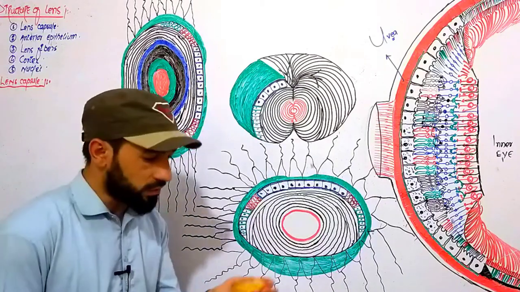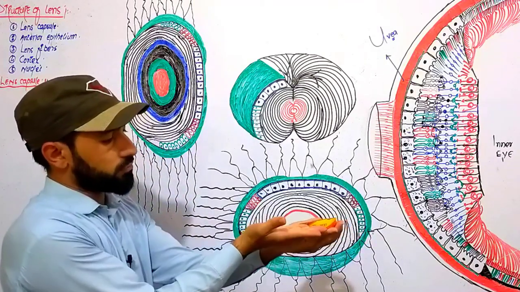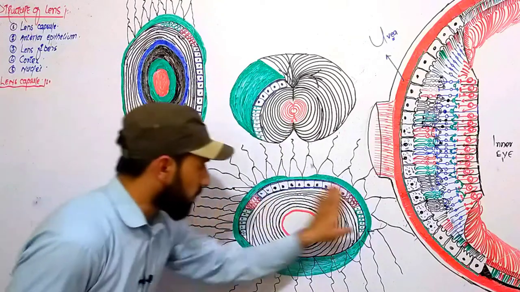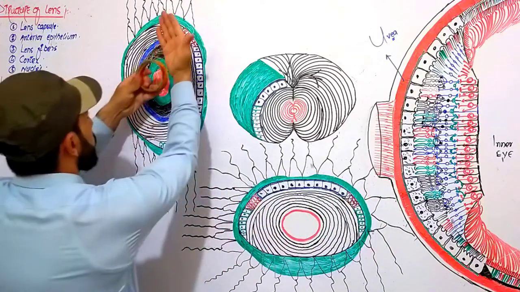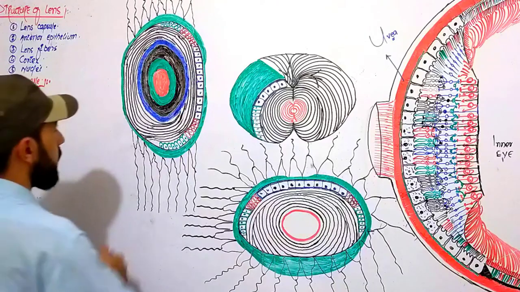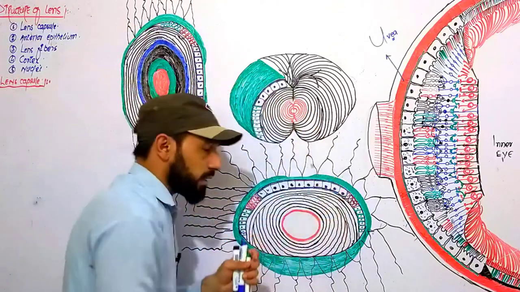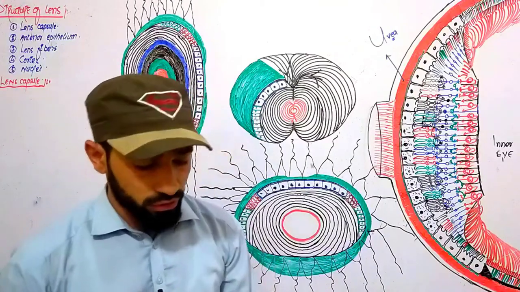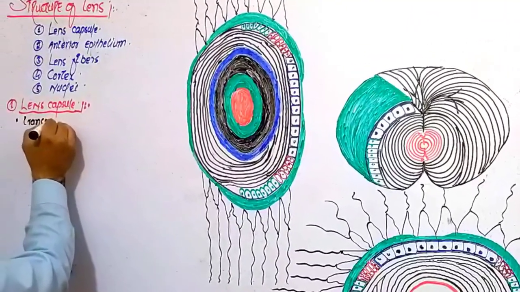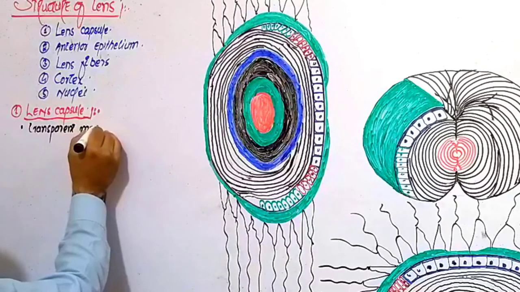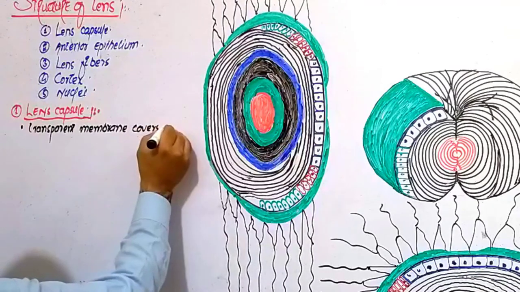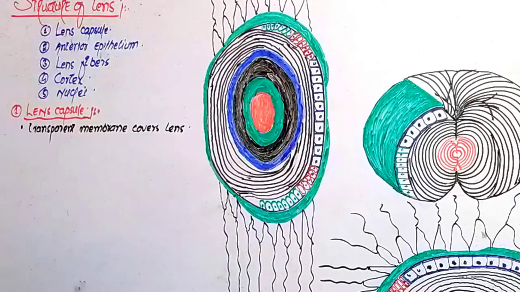Now here we have cut the lens. For example, if this is your lens, here we have taken the horizontal section, and here we have taken the coronal section of the lens, and we have shown all the parts of it. So let's go into detail. This outer cover of the lens is called your lens capsule. We say the lens capsule is a transparent membrane which covers the lens.